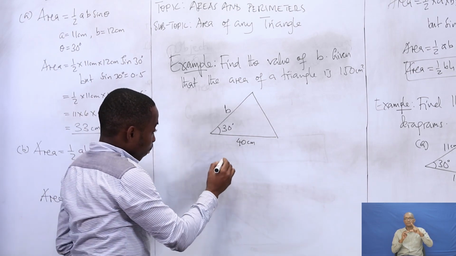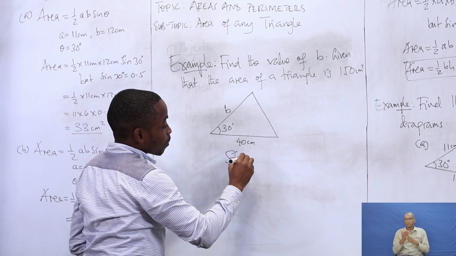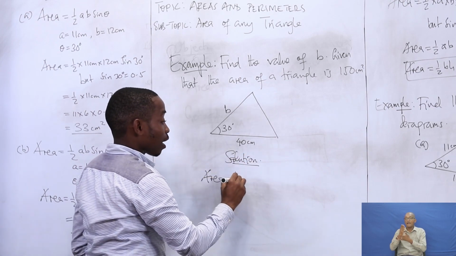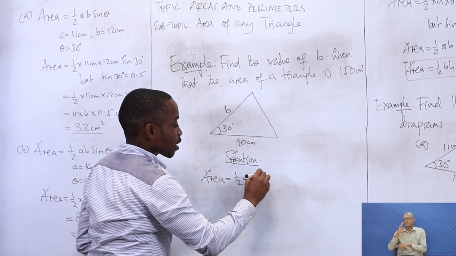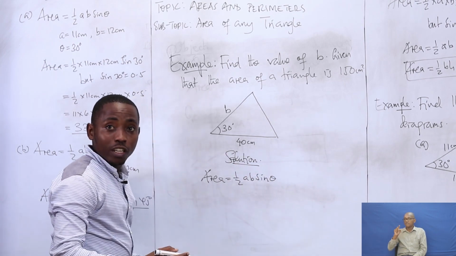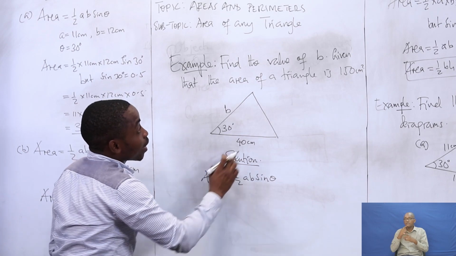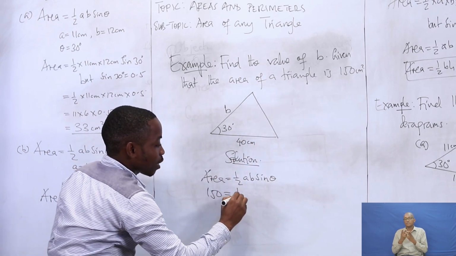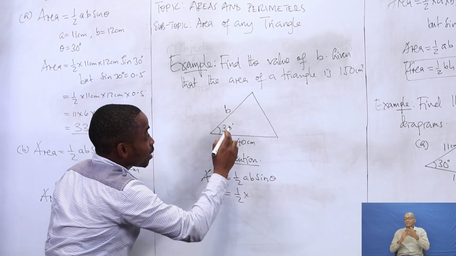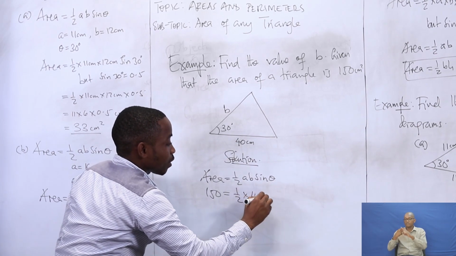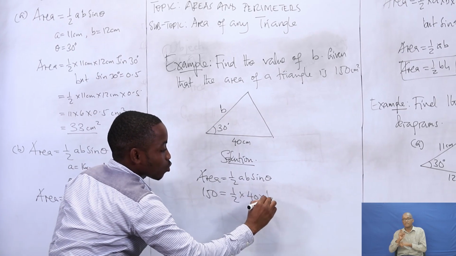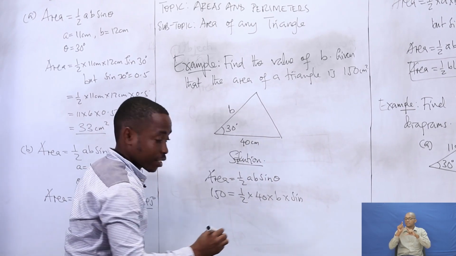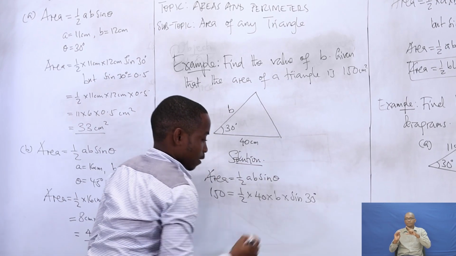Now, we can do the same by using our formula. The formula says area equals a half times A B times the sine of the angle between. Once you substitute, we are told that the area equals 150. So we substitute 150 equals a half times the first side A, which is 40, times the second side B, which is the one we need to find, times the sine of our angle between, which is 30.